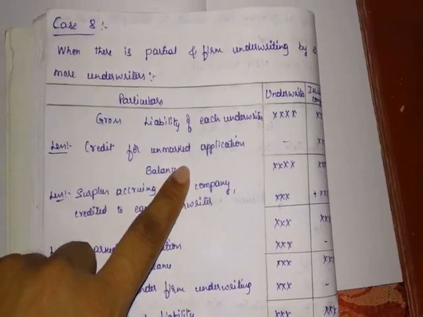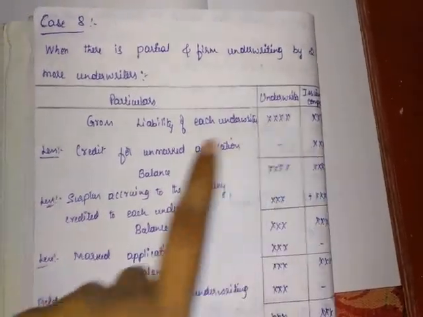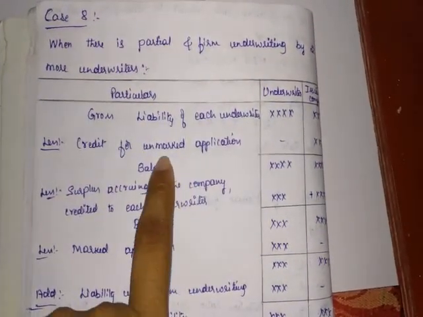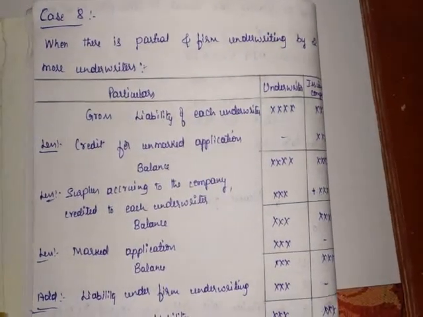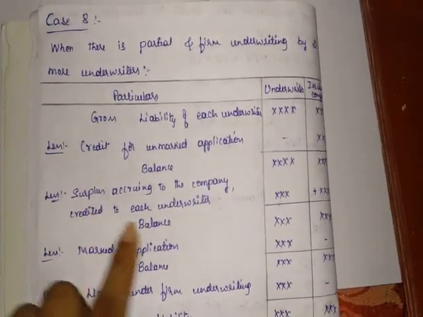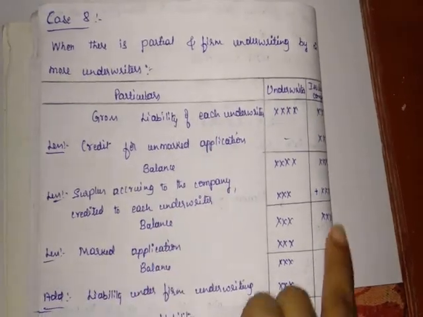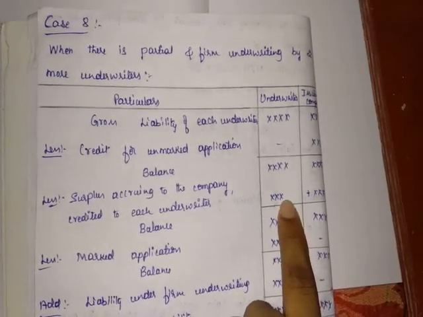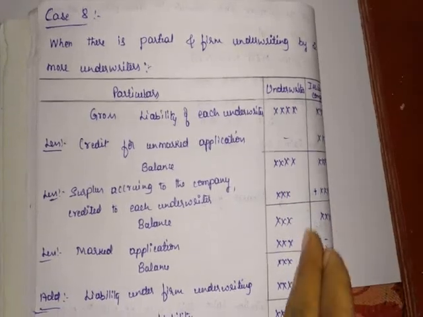unmarked application, and that credit we are giving to the company because it is the underwriter for the non-underwritten shares, and it becomes marked application for the issuing company. Less surplus accruing to company credited to underwriter. If a company gets a surplus, then that surplus we have to share among the remaining underwriters, that is, between the underwriters.